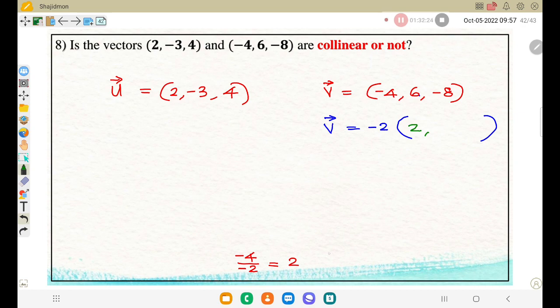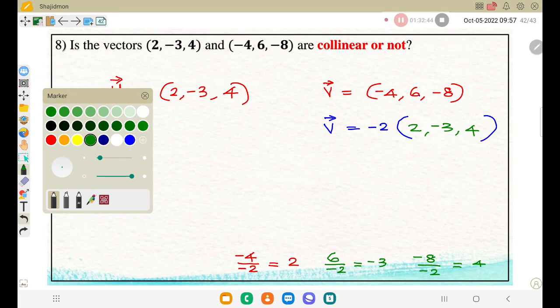comma, second number 6. We have taken minus 2 out already, so minus 3. So I can write minus 3. Third number is minus 8. We have taken minus 2 out already, so we are getting 4. Correct? So the common number I took outside. Okay. So you can see, correct or not.